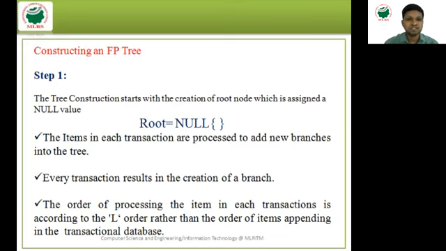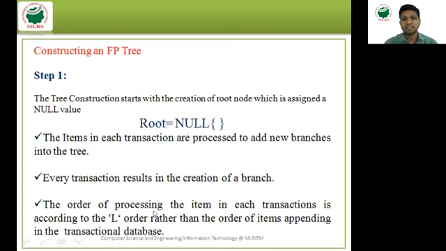In the second step, the items in each transaction are processed to add new branches into the tree. From transaction T1 to T5, we are going to add branches into the tree for the root equal to null. Every transaction results in the creation of a branch, right? The order of processing the items in each transaction is according to the L order list.